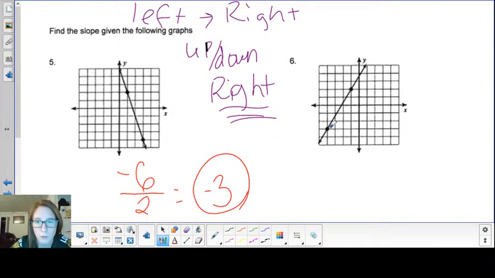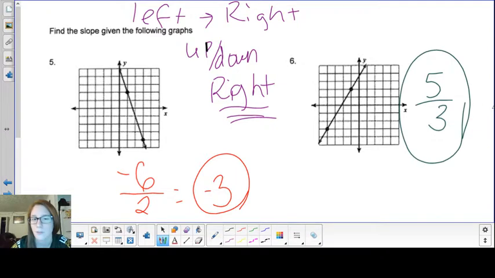Leftmost point, so we're here. So we're going to go up 1, 2, 3, 4, 5. To the right, 1, 2, 3. And that's not easily reduced, so we're 5/3.